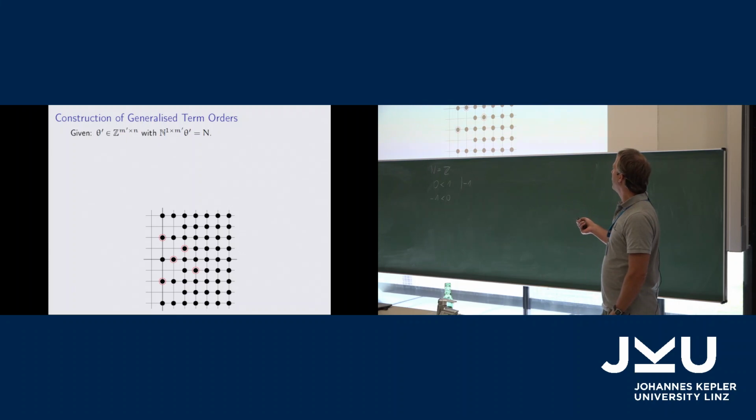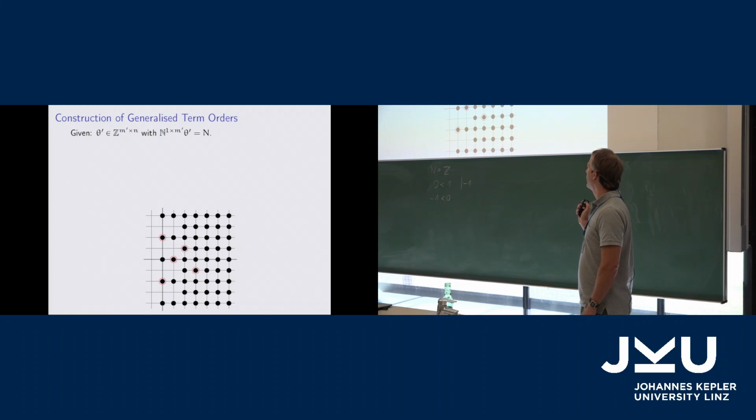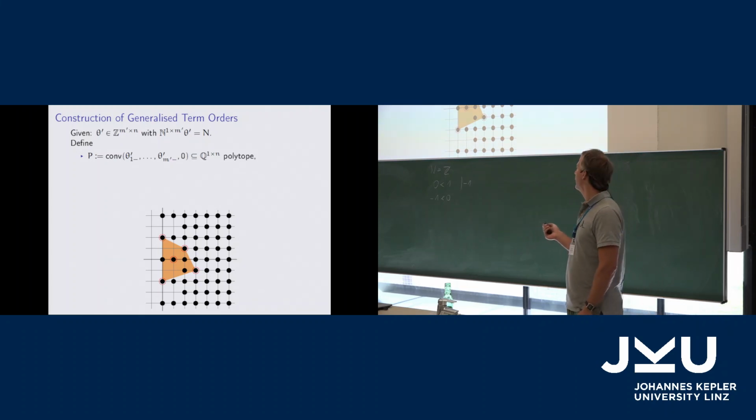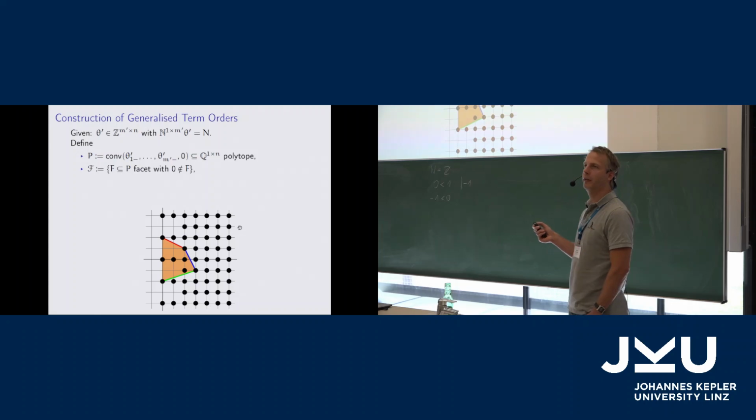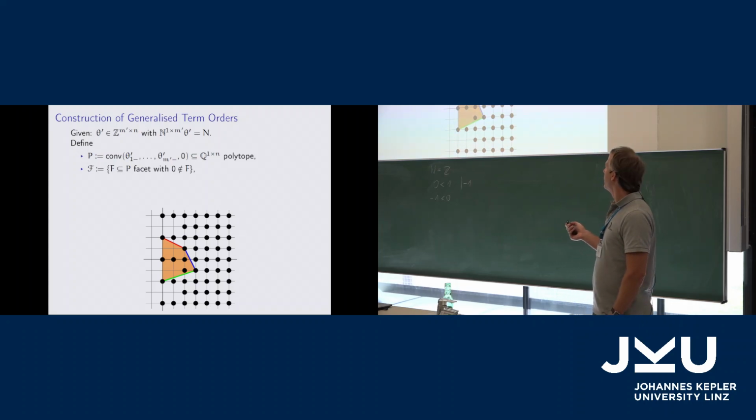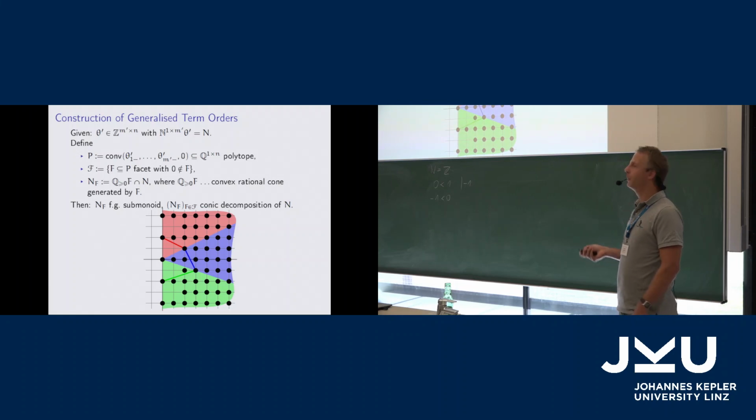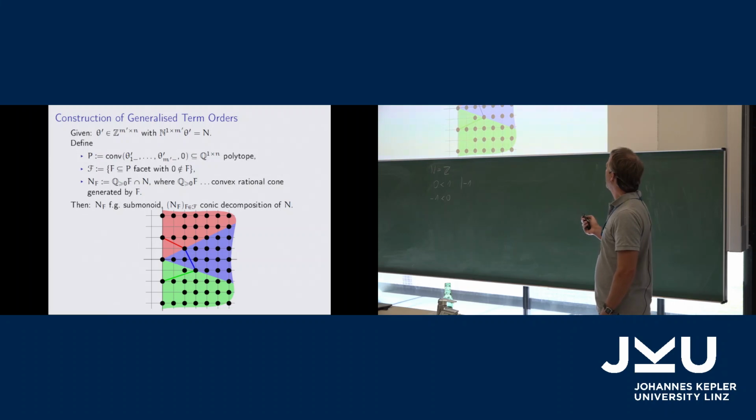We start with a monoid given by some generators. Then we consider the convex hull of these generators. This is a polytope. The polytope has facets, and some of the facets do not contain 0, and those are the interesting ones. Then we can take a look at the cones which are generated by the facets and get a picture which is just like the picture I wanted to have. So now we have decomposed the monoid into several pointed monoids if we take the points in the shaded area. So that's the conic decomposition.